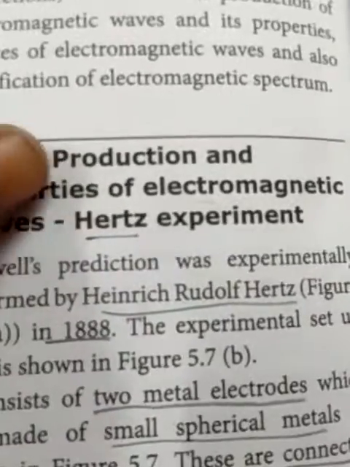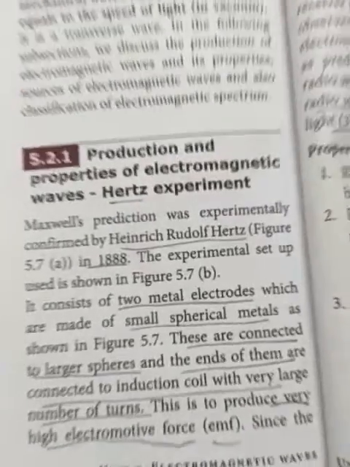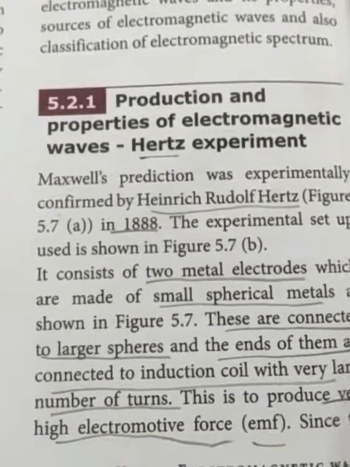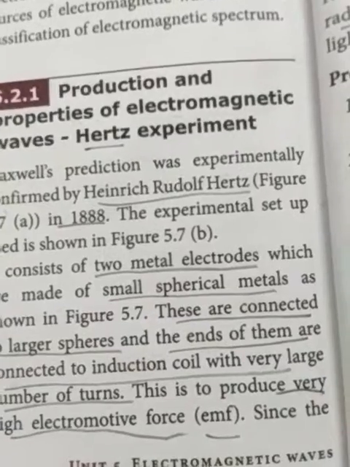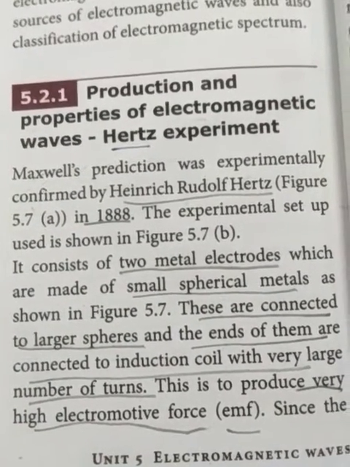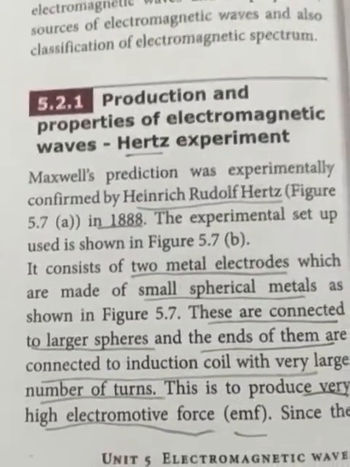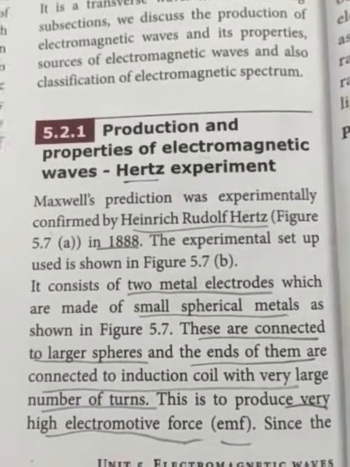Today we have to discuss the production of electromagnetic waves, the Hertz experiment. Maxwell's prediction was experimentally confirmed by Heinrich Rudolf Hertz. In 1888 he used an experimental setup to verify electromagnetic waves. First he took two metallic electrodes.